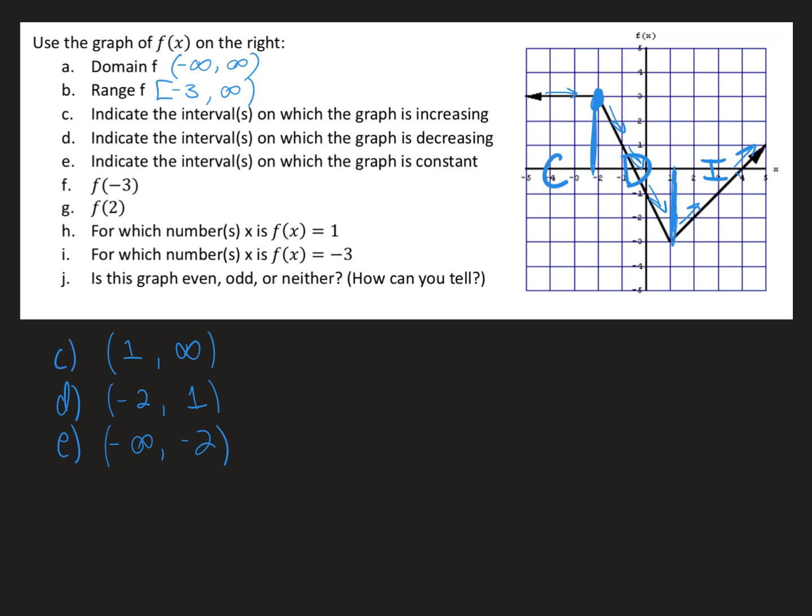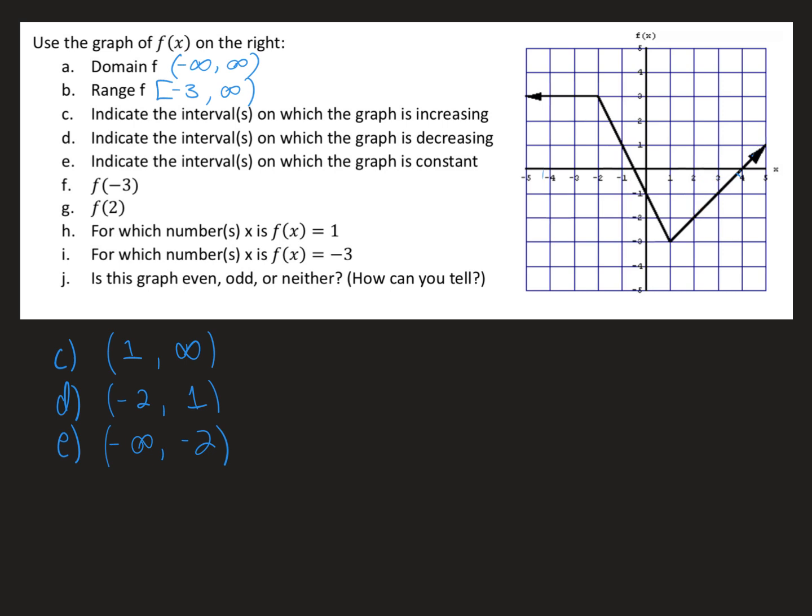So big distinction for domain and range: if a number is included and starts or ends a domain or range, use square brackets. For increasing, decreasing, constant, always use parentheses. Okay, let me get rid of all of this stuff over here.